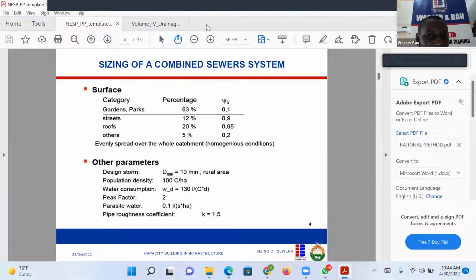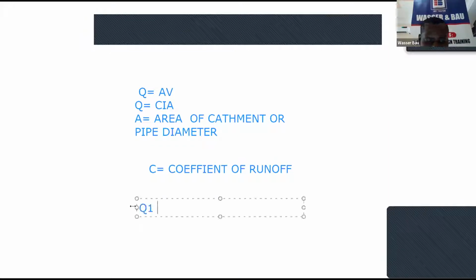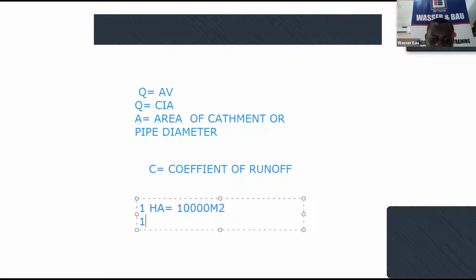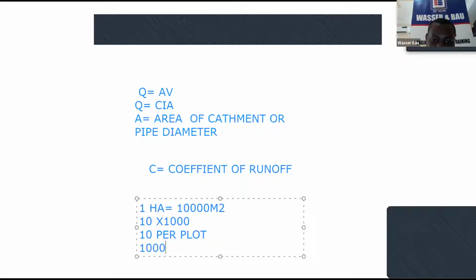So what is 1 hectare? One hectare is 10,000 square meters. So that's about 10 plots, if a plot is 1,000 square meters. So when they say 100 persons per hectare, it means that for each plot, there are about 10 persons. I just want you to get it from a layman's angle. For every 1,000 square meters of land, you have like 10 persons living there.